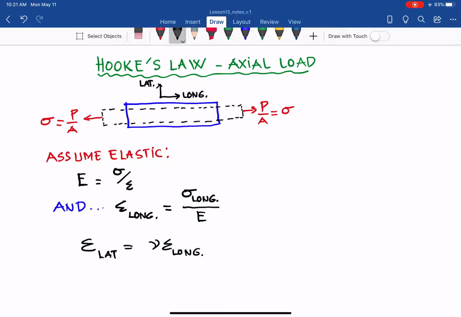If we plug both equations together, it will be negative nu times sigma longitudinal, with P over A for the axial load, divided by E. So that is Hooke's law for axial load, which we already know from the first week. Now let's move on to the biaxial load.